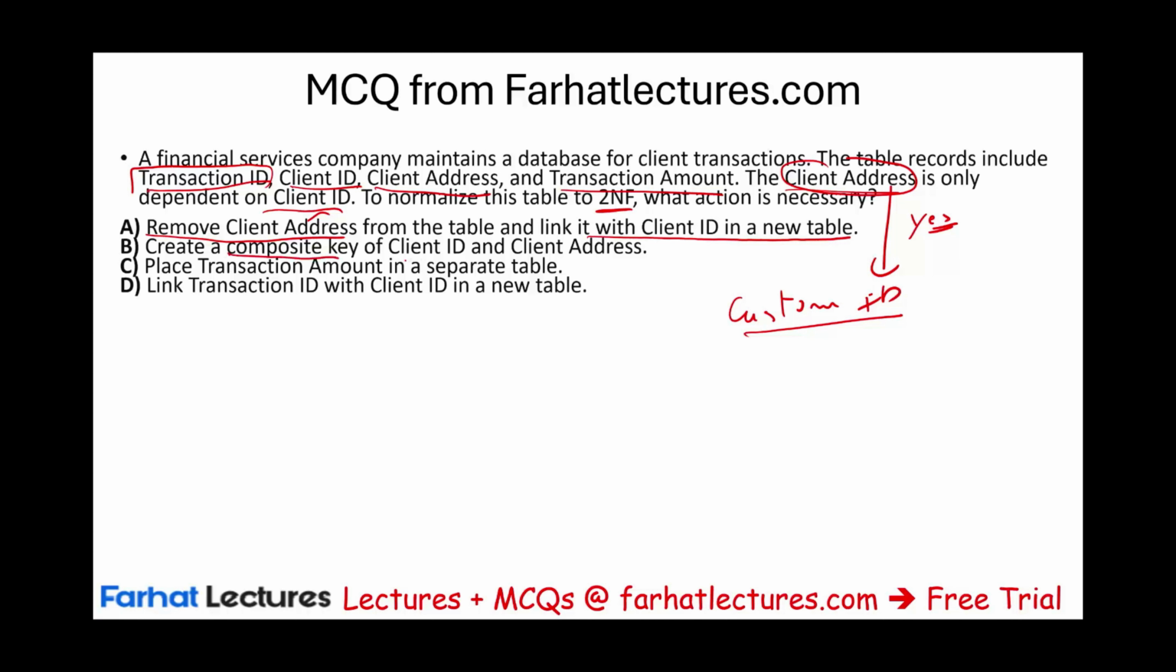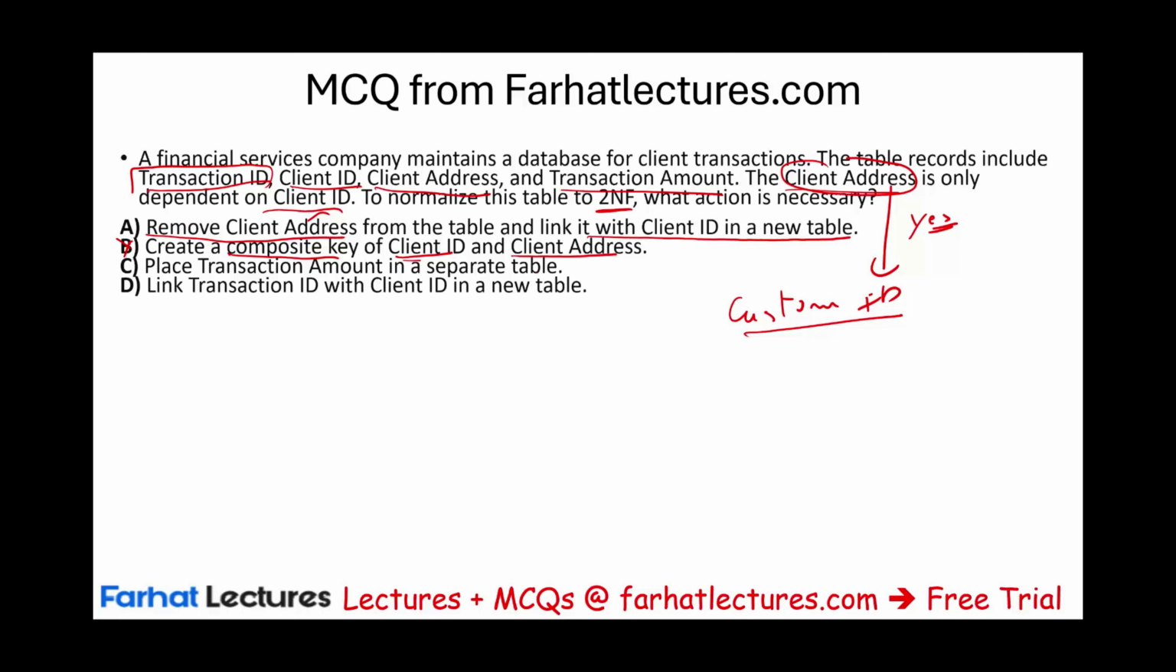Create a composite key of client ID and client address. Well, creating a composite key does not address the dependency issue, and if anything, it reinforces it. We don't want this. We just want to create a new table with client addresses. Again, we'll have more information in that table, but since this is the limited information that we are given, B is out.